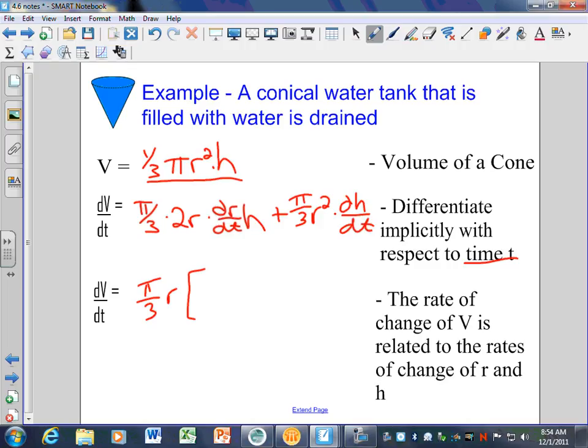And I would be left with, what, 2h er over dt plus r times dh over dt. And on your homework, they're not going to leave you with something like this, because they're going to actually give you something to plug in. I just wanted to show you how the process goes before we jump in to a problem. And so it's important to think about that.